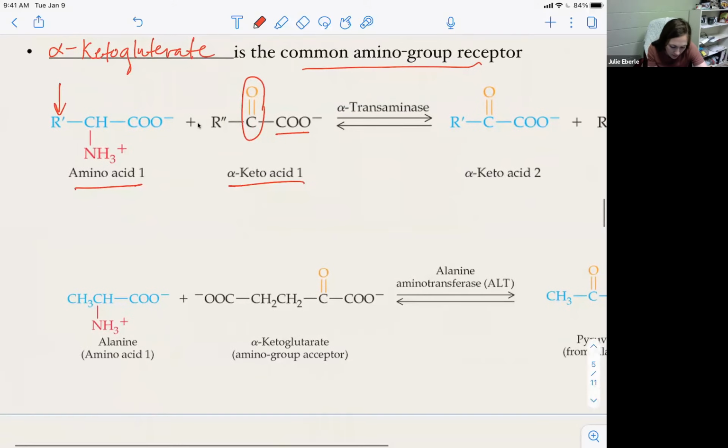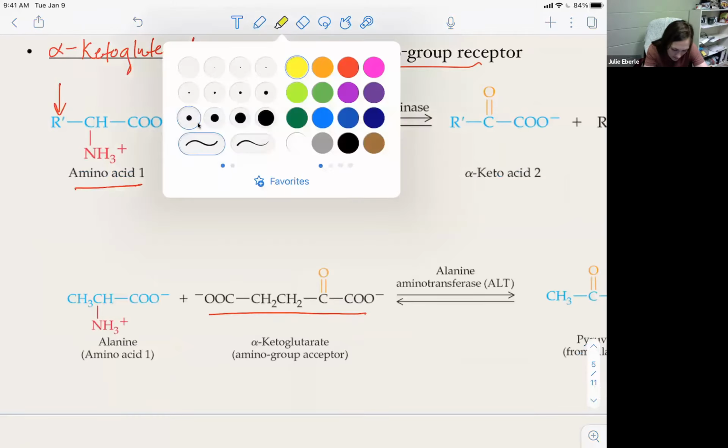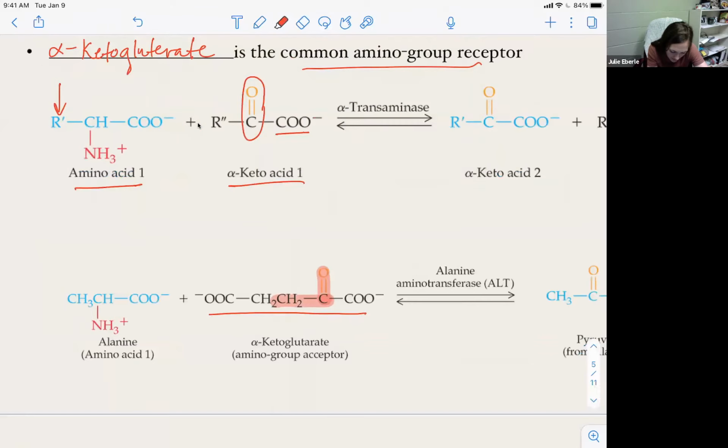If you look just down below, here's alpha ketoglutarate. So again, you see the carbonyl group and the carboxylate group right next to it. It's a ketone. Why? Because of this right here. The carbonyl carbon is bonded to a carbon on both sides. Remember, that's what makes it a ketone.